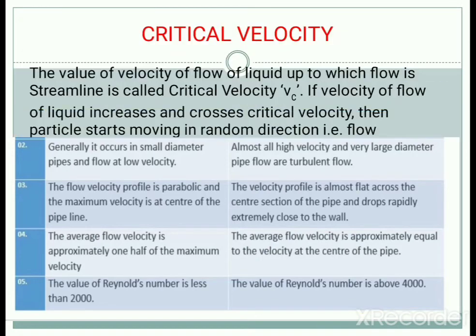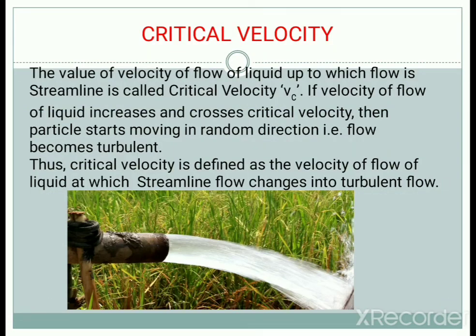Now one more concept remains, that is critical velocity. See, what is critical velocity? The value of velocity of flow of liquid up to which flow is streamlined is called critical velocity. It is denoted by Vc. If the velocity of flow of liquid increases and crosses critical velocity, then particles start moving in random directions. That is, flow becomes turbulent. So the critical velocity is defined as the velocity of flow of liquid at which streamlined flow changes into turbulent flow.